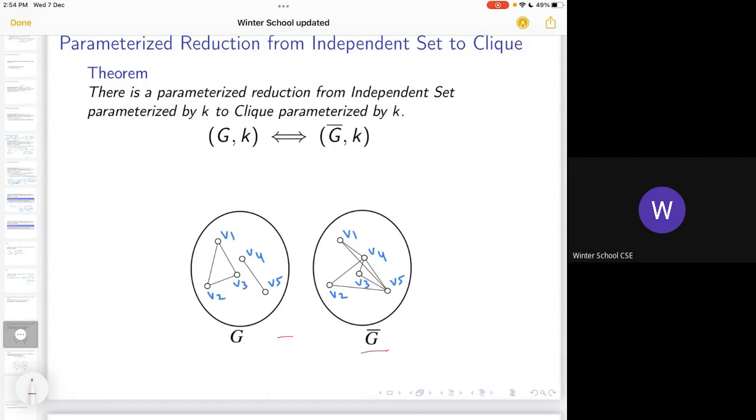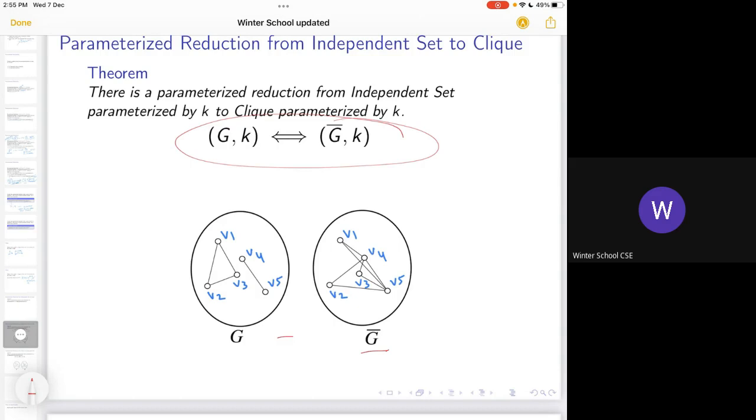Running time, yes, because it is just taking polynomial time for going over all the edges and checking is it present or not and adding accordingly, right? So running time is fine. The parameter is going to k, so we are satisfying that it is a function of k. The parameter in the reduced instance should be a function of k. That also we are satisfying. So now what is remaining to prove? The equivalence. Basically, that (G, k) is a yes instance of independent set if and only if (G complement, k) is a yes instance of the clique problem.